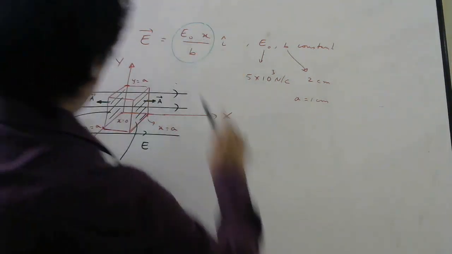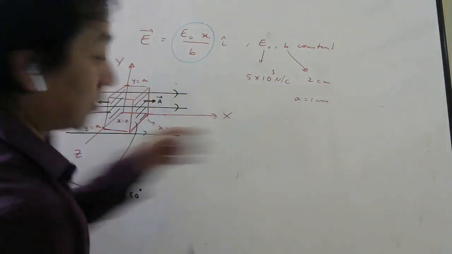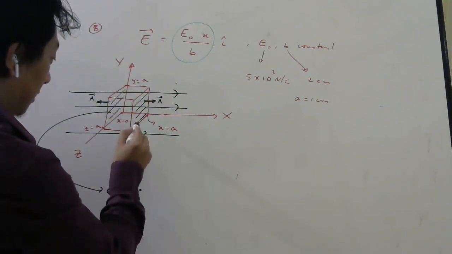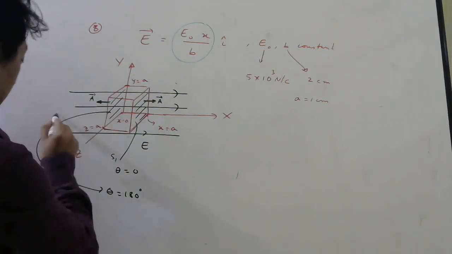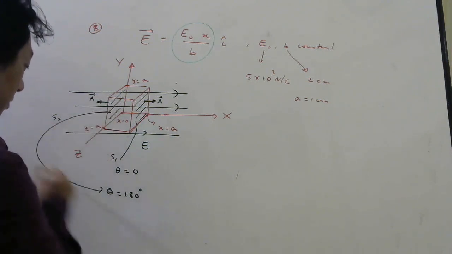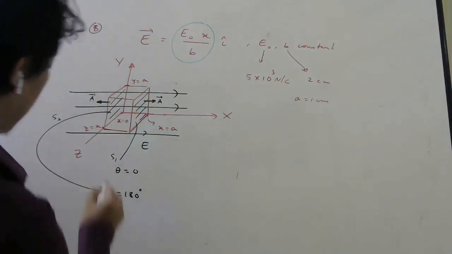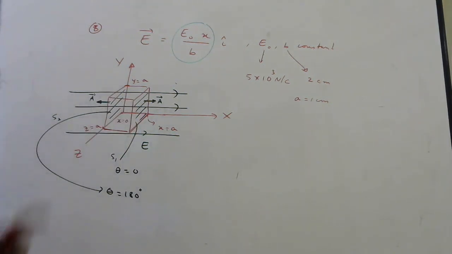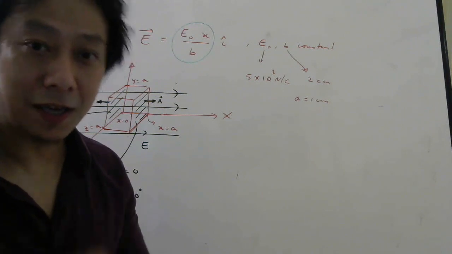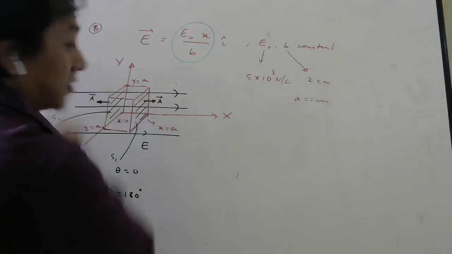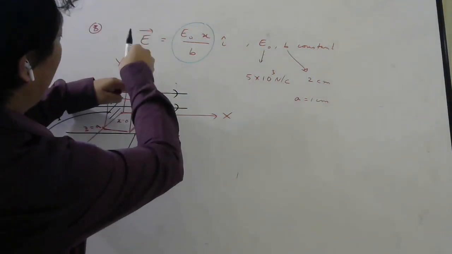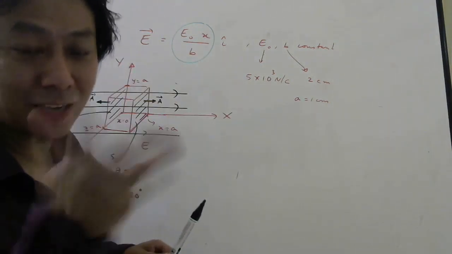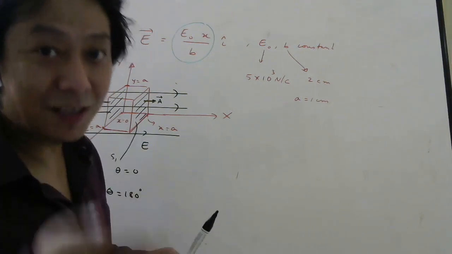Electric field is, they said, along the x-axis. So if I call this surface S1 and this back surface S2, then for surface S1 the angle is 0 degrees, and for this surface the angle is 180. What is this angle? The angle between area vector and electric field. Why am I not worried about the other faces? Because for the other faces the area vector is perpendicular to the electric field, which is along x, so the angle will be 90 degrees, and those surfaces will not result in flux.